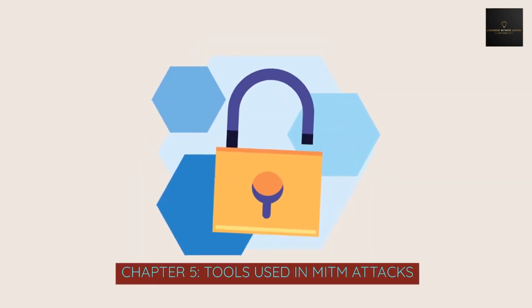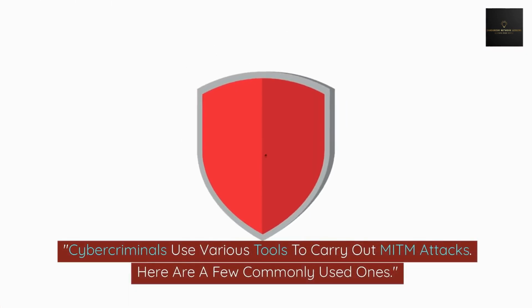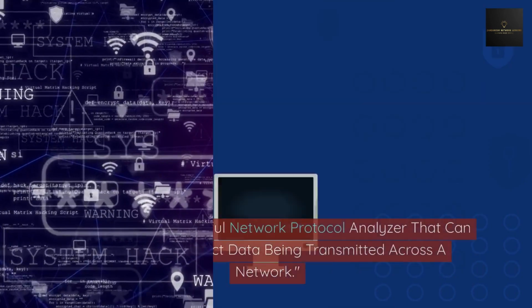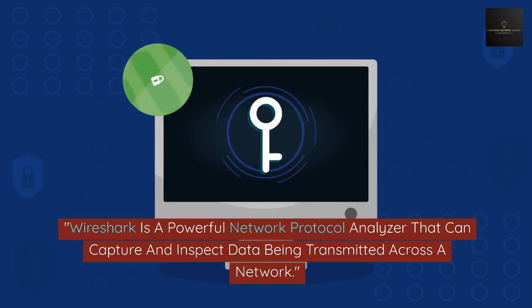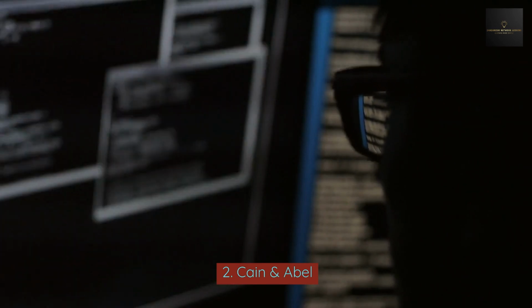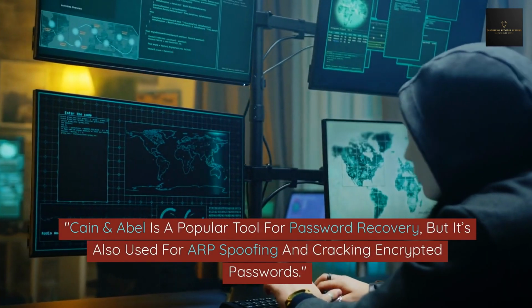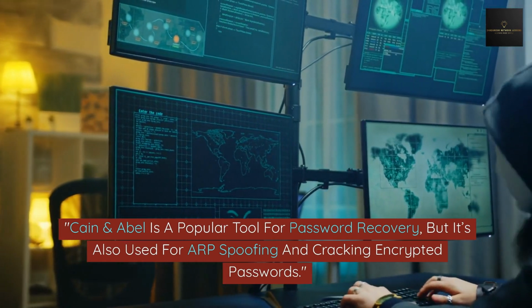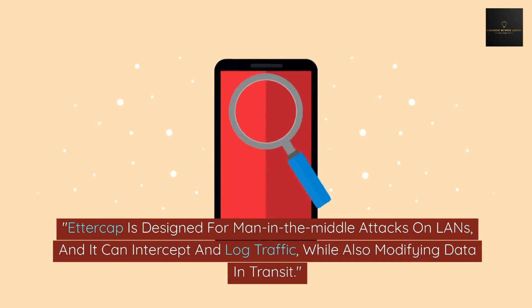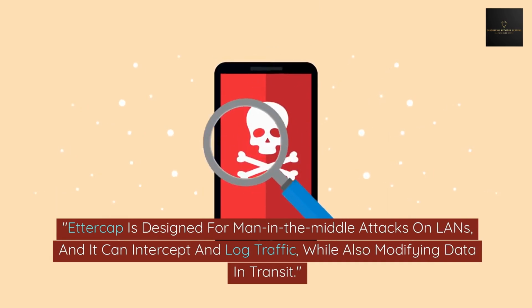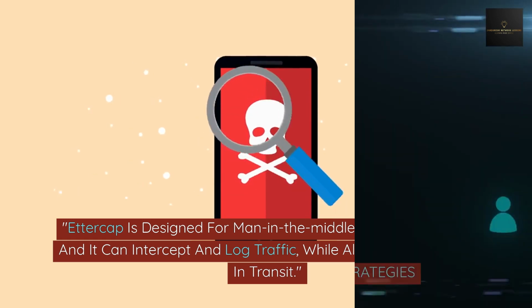Chapter 5. Tools used in MITM attacks. Cybercriminals use various tools to carry out MITM attacks. Here are a few commonly used ones. 1. Wireshark. Wireshark is a powerful network protocol analyzer that can capture and inspect data being transmitted across a network. 2. Cain and Abel. Cain and Abel is a popular tool for password recovery, but it's also used for ARP spoofing and cracking encrypted passwords. 3. Ettercap. Ettercap is designed for man-in-the-middle attacks on LANs, and it can intercept and log traffic while also modifying data in transit.